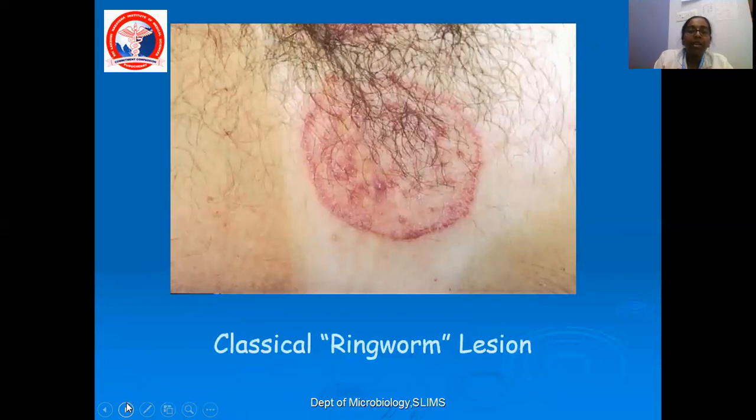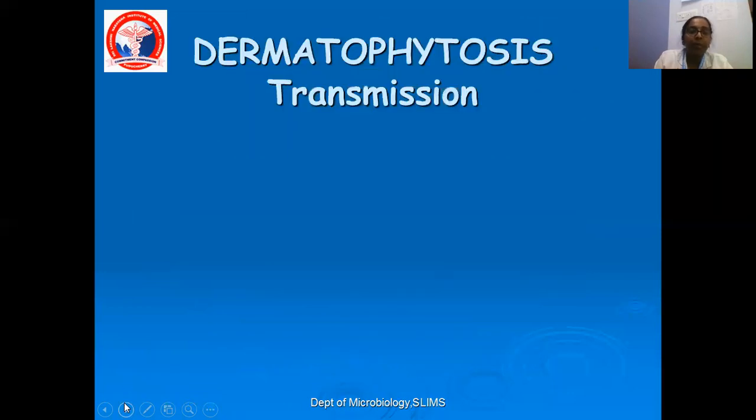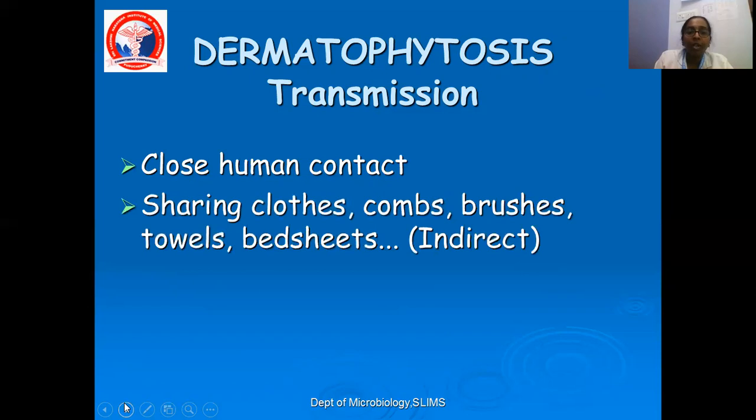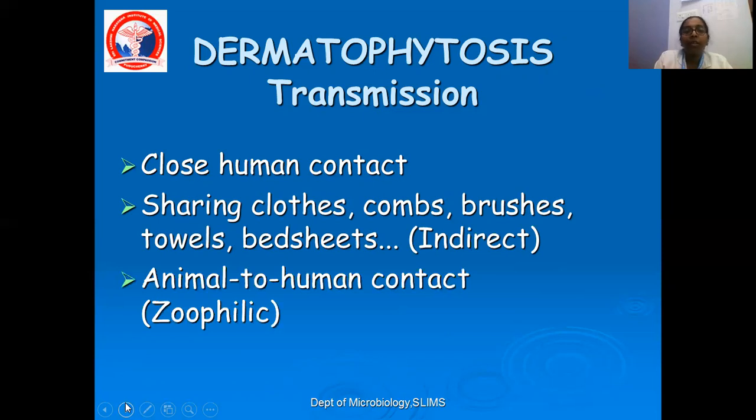The classical infection is a ringworm lesion. So here in this picture, it is clear. You can see the periphery is active, and the center is cleared. There can be close human contact. One of the main reasons for transmission is close human contact. It can be sharing of clothes, combs or brushes or bed sheets, that is fomites. Then animal to human contact.